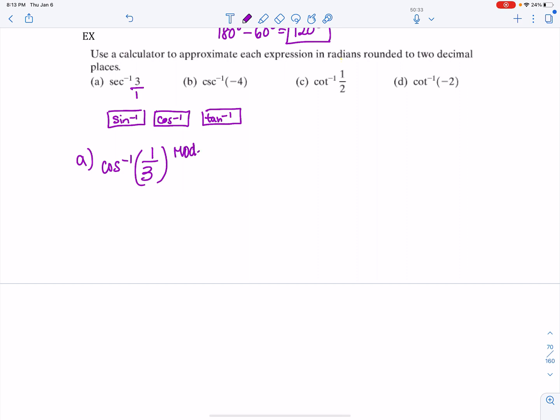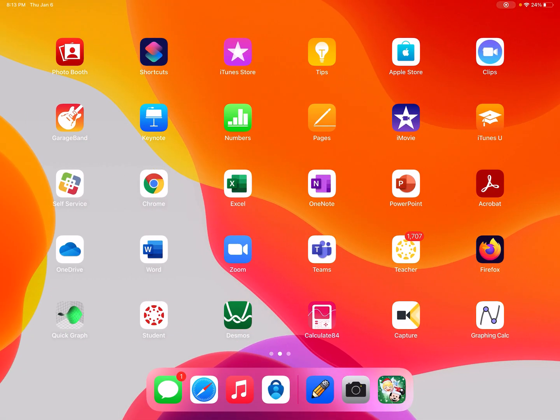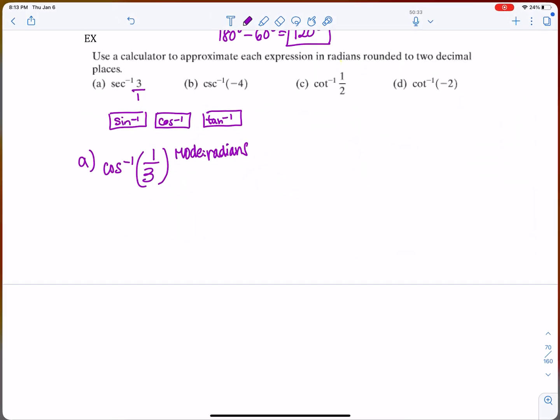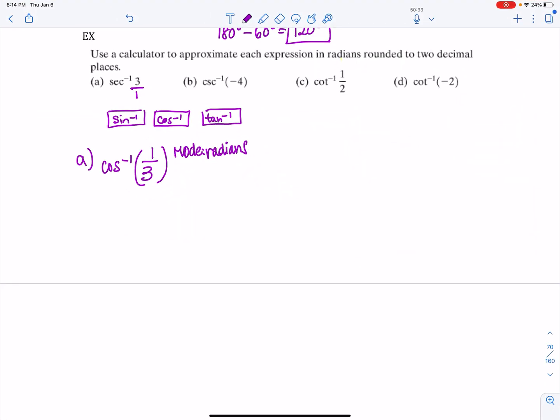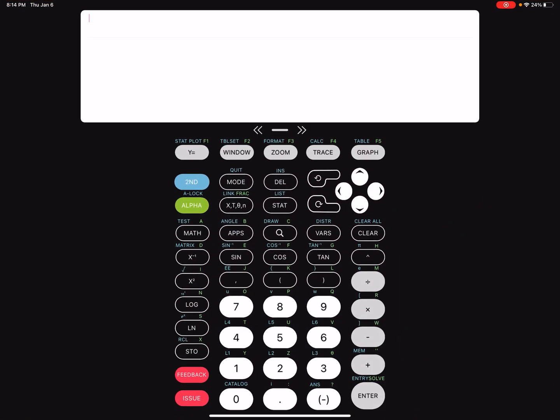Make sure the mode is in radians. You want to do that first. So let's see what happens when we do this. So if I go to the calculator, let me find it. We're looking up inverse cosine of 1/3. So inverse cosine, so I do secant, and I hit the cosine button, and I do 1 divided by 3.